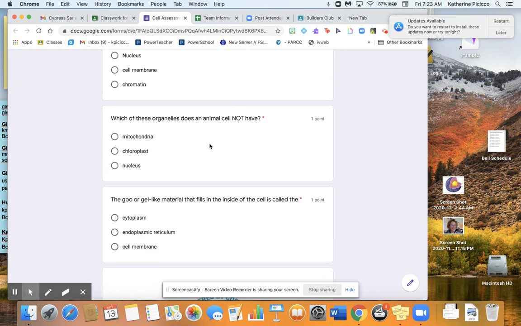Next question, which of these organelles does an animal cell not have? So this would not be in an animal cell, okay? So is the answer mitochondria, chloroplast, or nucleus?